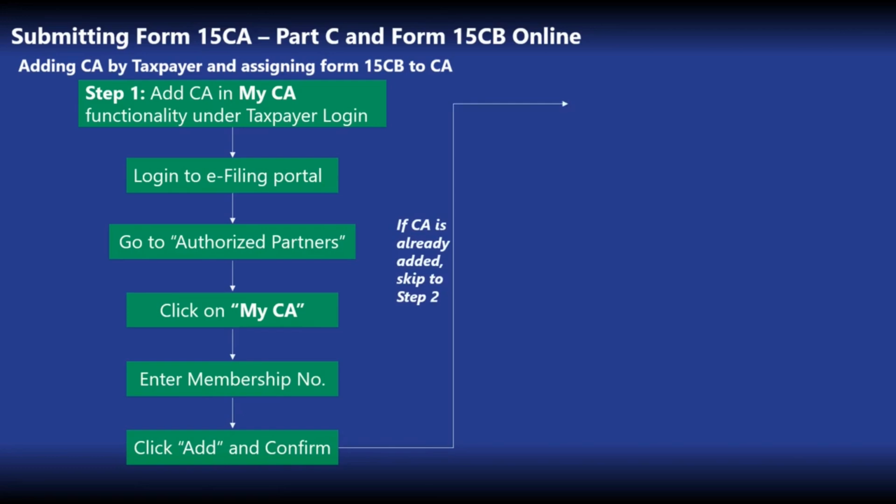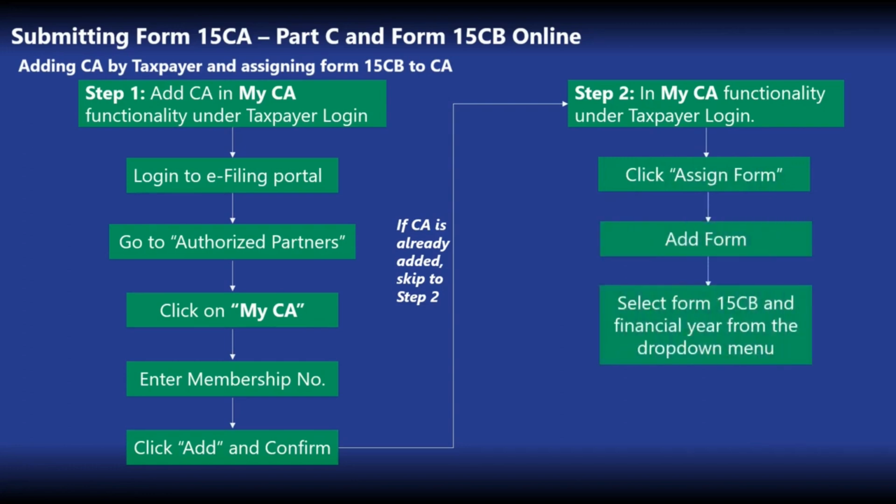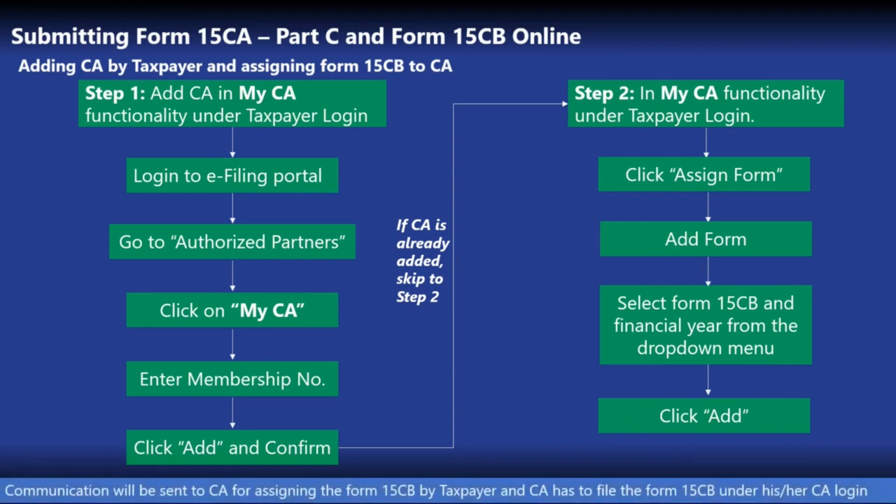If the chartered accountant is already added, then the taxpayer can go to the My CA functionality and click on Assign Form, and then add the form by selecting Form 15CB and Financial Year from the drop-down menu. Once the form is added, a communication will be sent to the chartered accountant, and then the chartered accountant has to file Form 15CB under his or her login.